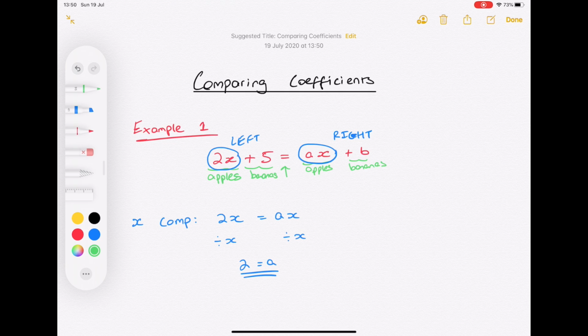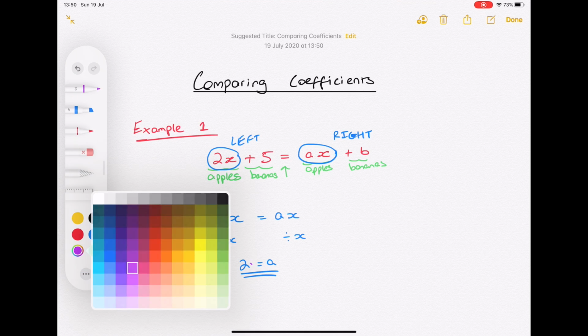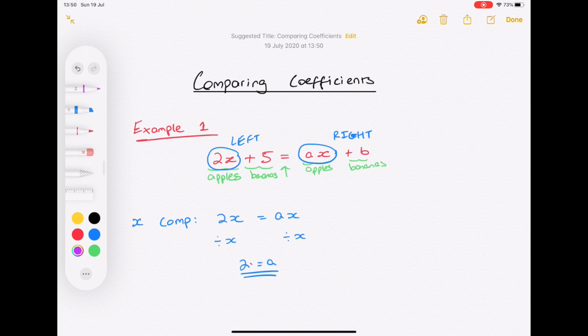That's it. That's your first comparison. Now let's go ahead and compare the constants together. So on the left we have a constant of 5, and on the right we have a constant of b. b is a constant because it doesn't have an x next to it, or an x squared, or an x cubed. It's just b. It's just a number. It's not related to a variable. It's not glued together to some variable.